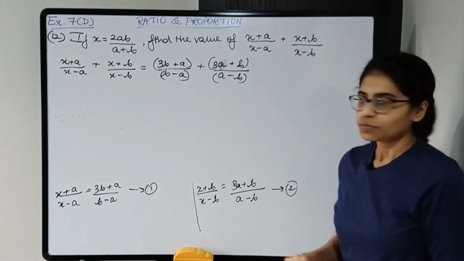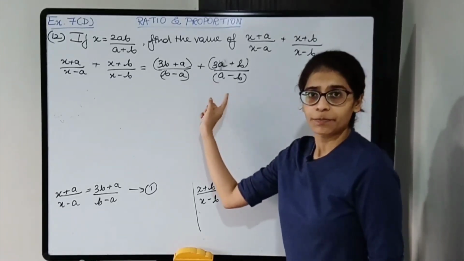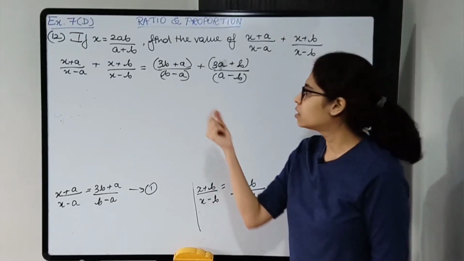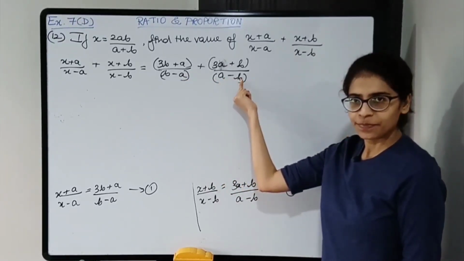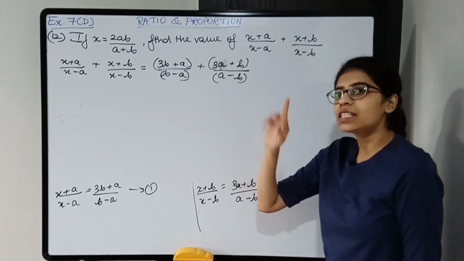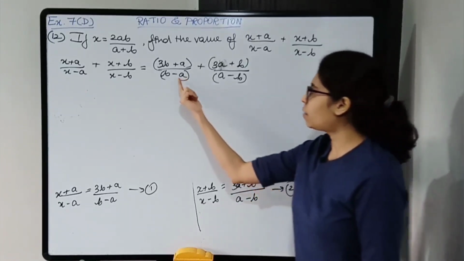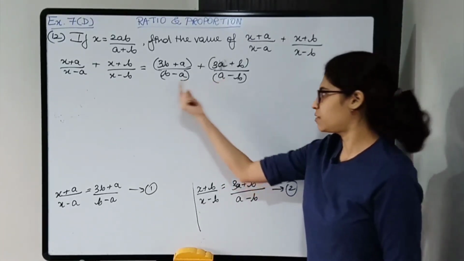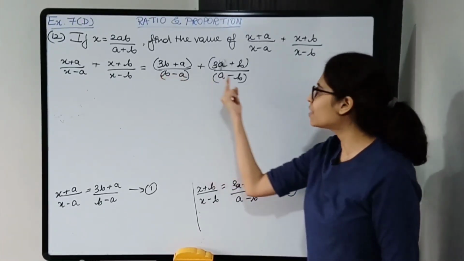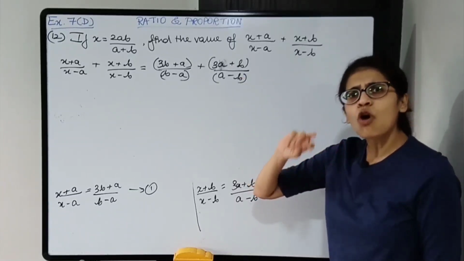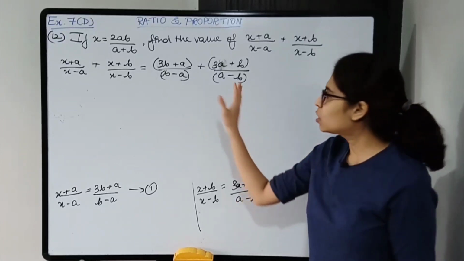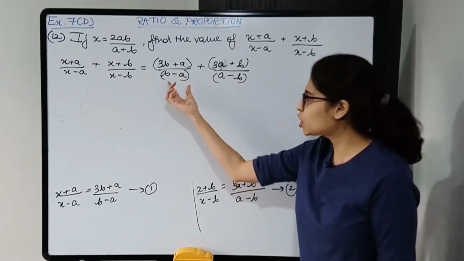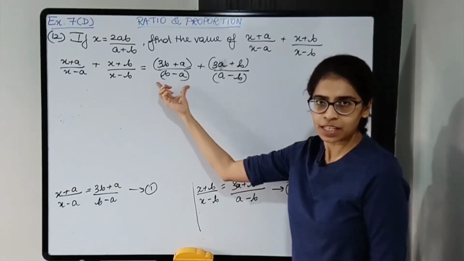Now check the denominator. Do we have same terms? a and b, I have same terms, but the signs are different. Here a is negative, here it is positive, here b is positive and here b is negative. So all I need to do is change the signs of a and b. Let's change one of them. I'll change this, I'll make this as a minus b.